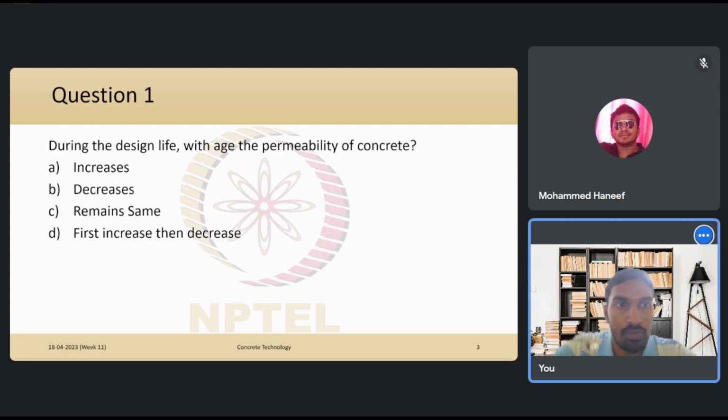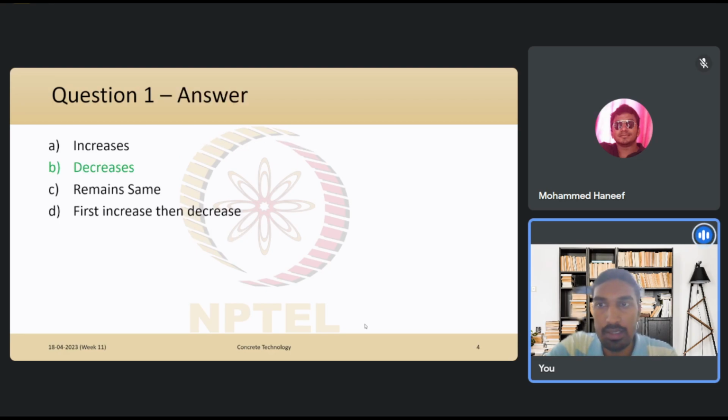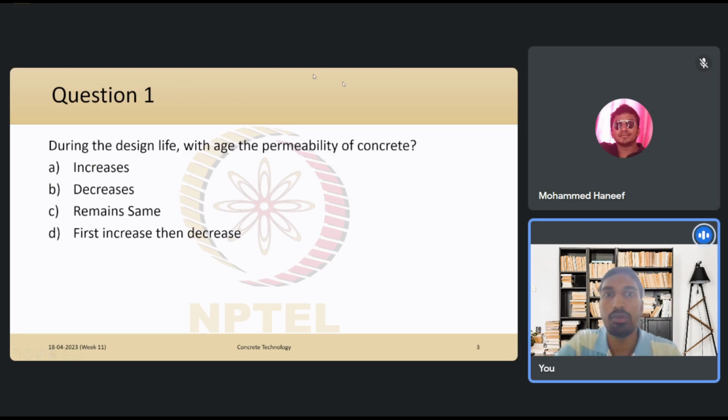Okay, we have one vote for option B, decreases. The right answer is also option B, it decreases. We are talking about the permeability of concrete, which has to do with how easily the fluid flows through it. That has to do with the porosity, and not just the porosity, but also how interconnected the pores are. That will govern your permeability.